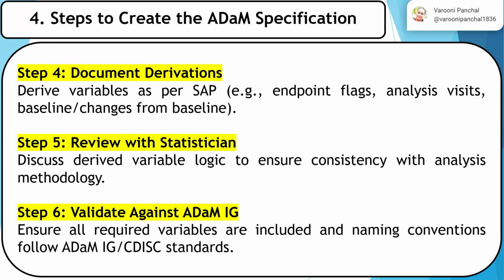Now the next step is to validate against ADaM IG. Now ensure all required variables are included and naming conventions follow ADaM IG and CDISC standards. Now you can validate these based on Pinnacle 21 kind of a software or any other software which you feel comfortable to validate. So that will help you in getting the errors and notes and fixing those issues which are not appropriate as per the CDISC guidelines.